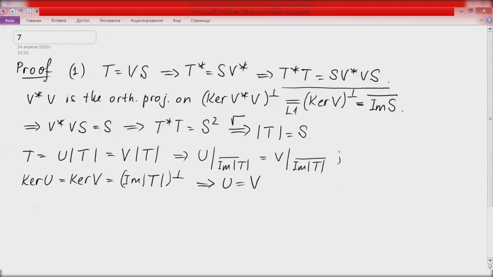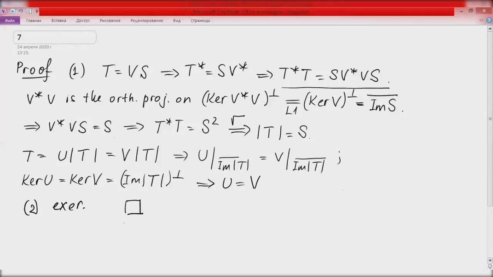Now part 2 is a simple exercise for you. There are two ways, essentially. We can just repeat essentially the same argument, which is quite easy. But maybe it is even easier to apply part 1 to the adjoint operator. And by doing simple manipulations with the adjoint operators and orthogonal complements, we can show that 1 and 2 are essentially equivalent. So anyway, this completes the proof of the uniqueness of the polar decomposition. And this is the end of today's lecture.